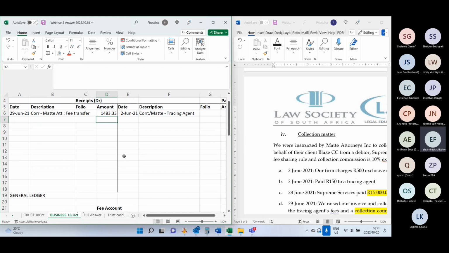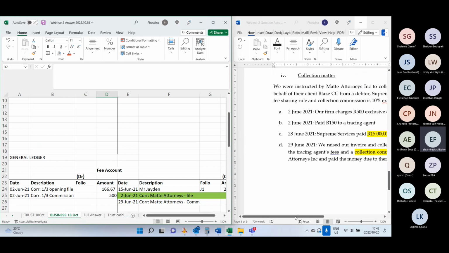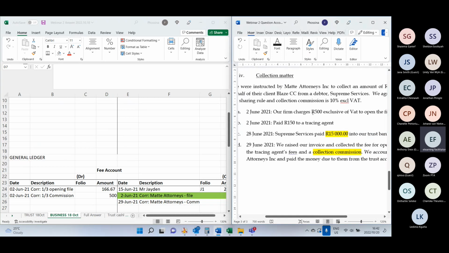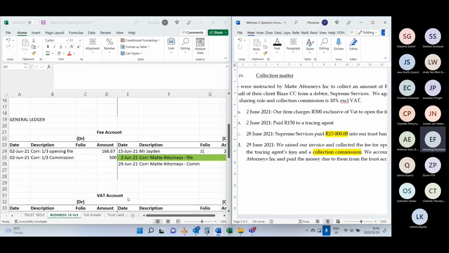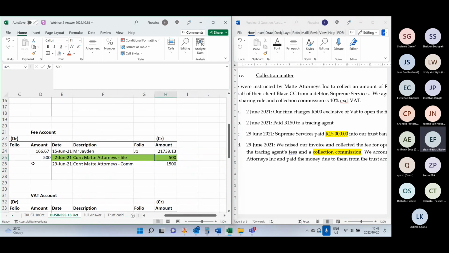I will try to walk you through again and show that we have recorded everything pertaining to this matter, the transactions that we've recorded. Okay, so we'll start with our fee, 500. So we record it in our fee account. So this is the 500 that we've recorded, and we show that there's a third that is due to the correspondent, which we have recorded this side.